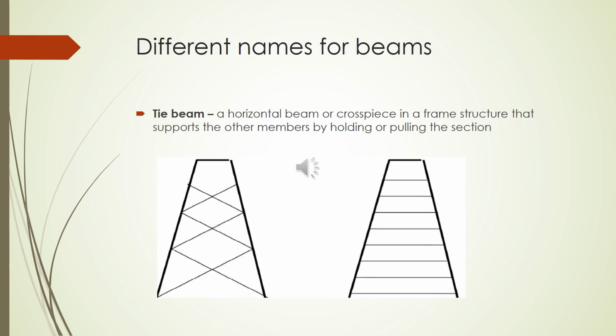Our first beam is the tie beam. A tie beam is a horizontal beam or cross piece in a frame structure that supports the other members by holding or pulling them. That is why it's called a tie beam. As you can see on the pictures that I have put down here, it ties them and it comes as a horizontal beam, or it can be a cross piece.